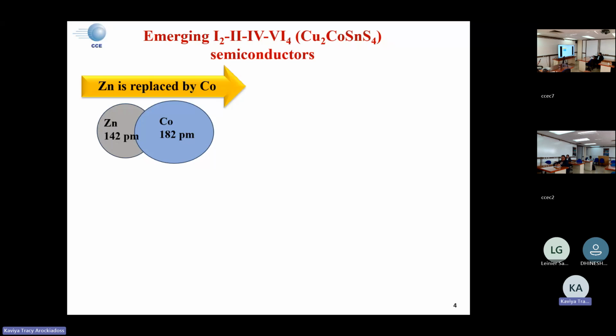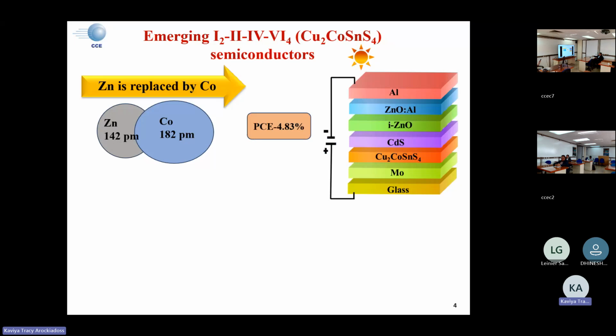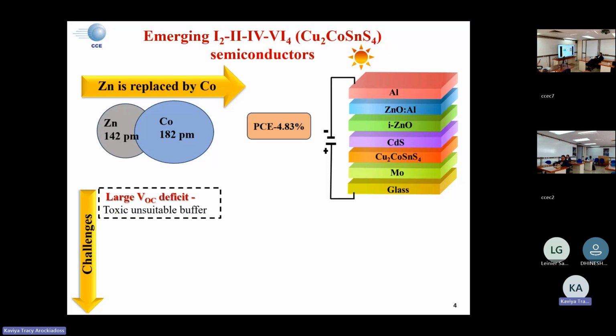Here zinc is replaced with cobalt, but it is still in its emerging stage, and the highest efficiency achieved till now is around 4.83%, and this is the structure in which this efficiency is achieved. The problem here is that even after replacing with cobalt, we have a large VOC deficit. This comes from the unsuitable buffer. Cadmium sulfide is commonly used as a conventional buffer in almost all solar cells, but it has an electron affinity of around 4.5 electron volts, which is very large when compared to the absorber.